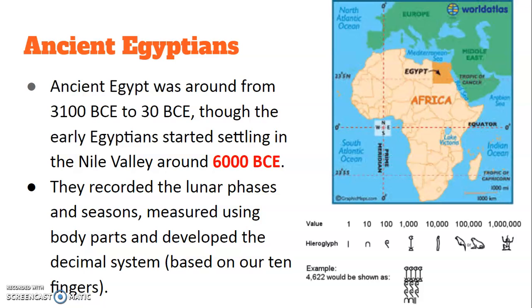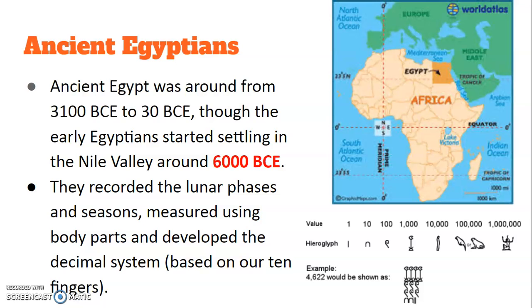The next group I want to talk about are the Egyptians. So the ancient Egyptians obviously lived in Egypt, which was in Africa, and this was from 3100 BCE to 30 BCE. So roughly 5,000 years ago to 2,300 years ago or so. Okay, or I guess it was 2,040 years ago technically now. The ancient Egyptians, however, started settling the Nile Valley about 6,000 BCE. So that was 8,000 years ago.